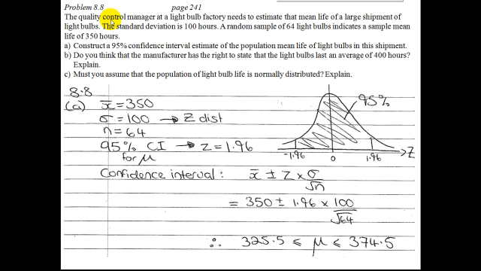We've been given some information about the population. We're told the standard deviation is 100 hours. Now notice that information came in the question before we started talking about the sample, and so in this particular context, the standard deviation is in reference to the population. We're then told that for our random sample of 64 light bulbs, we have a sample mean of 350 hours.